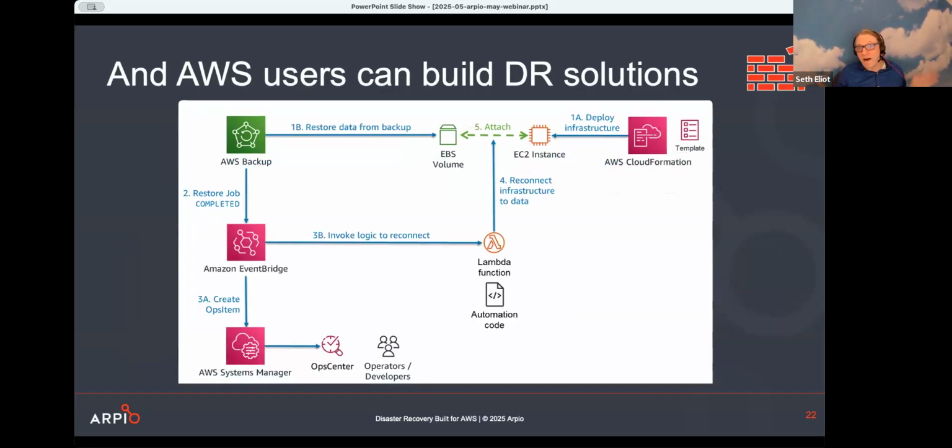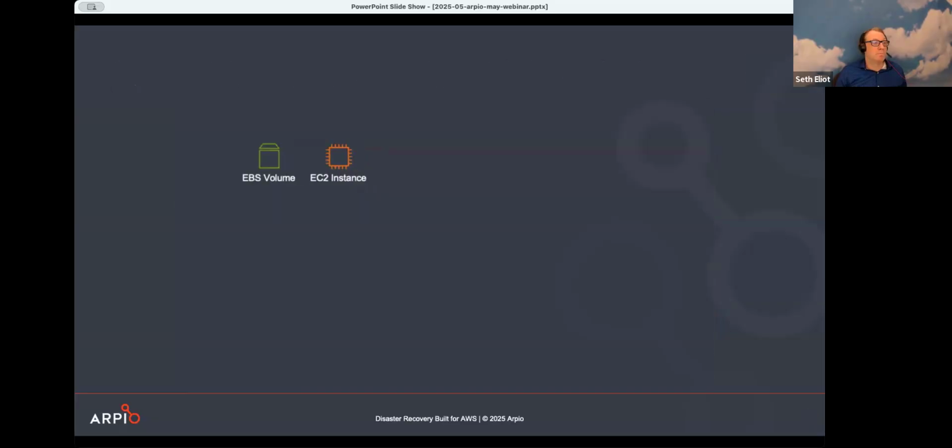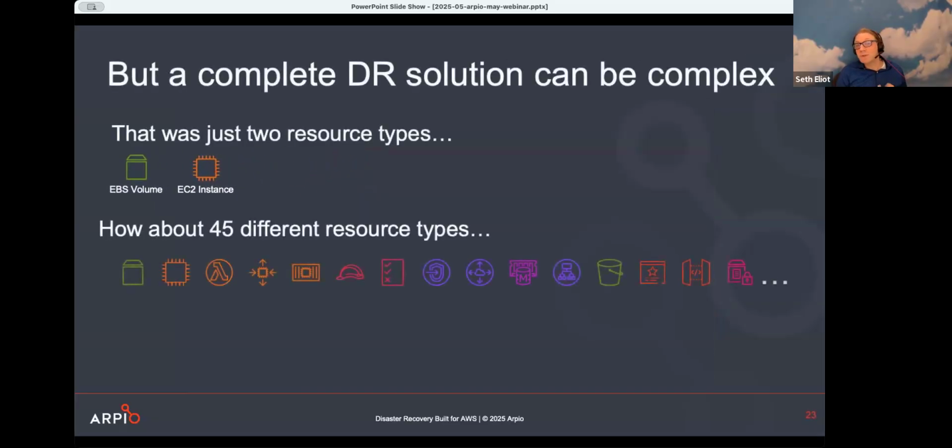And this is a valid way to do it. And you notice I put the little bricks in the corner. This is you putting the Lego bricks together. Perfectly valid way to do it yourself. But that was just 2 resource types, EBS volumes and EC2 instances.